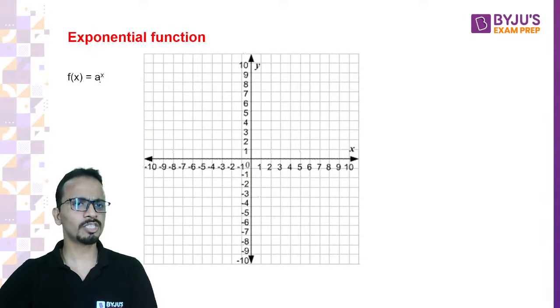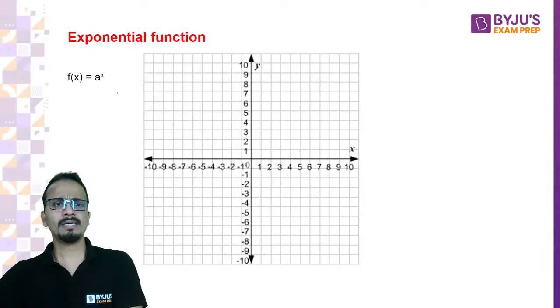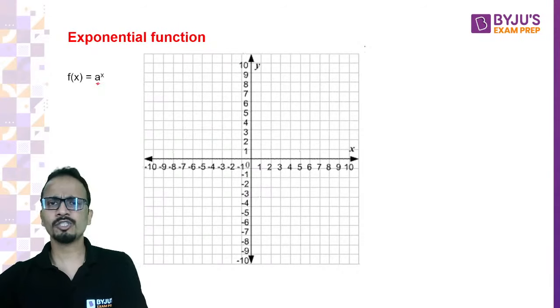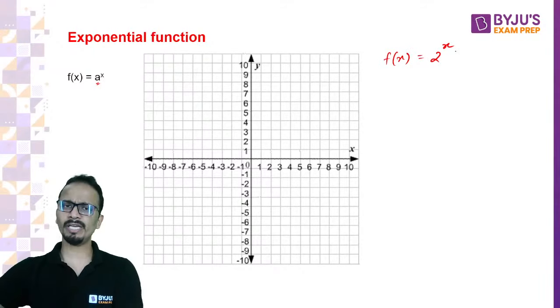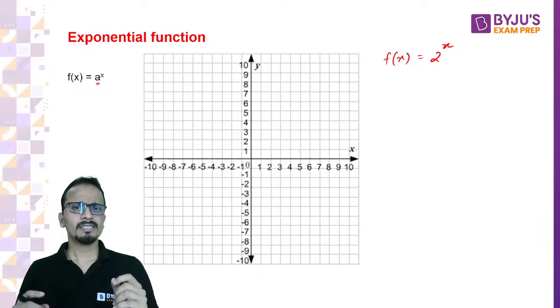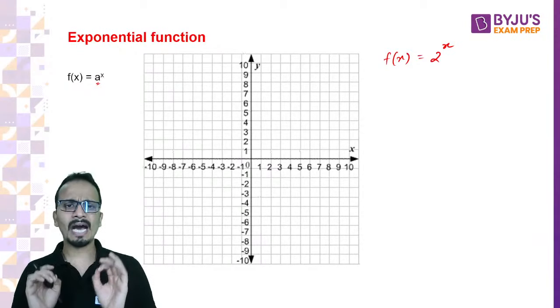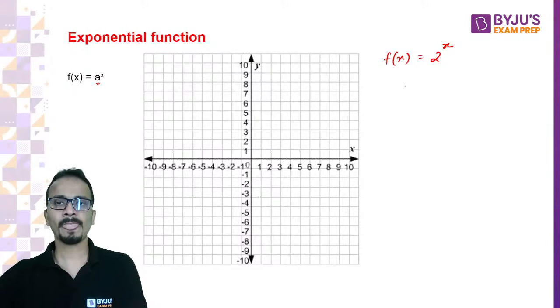Now let's talk about the next function, an exponential function. So exponential function means a raised to the power x. Okay, so a is constant here, so I'll assume any value of a. Let's say f of x is equal to 2 raised to the power x. Okay, so let's plot the graph of this function, and using this you will get an idea about the general shape of this graph, right?